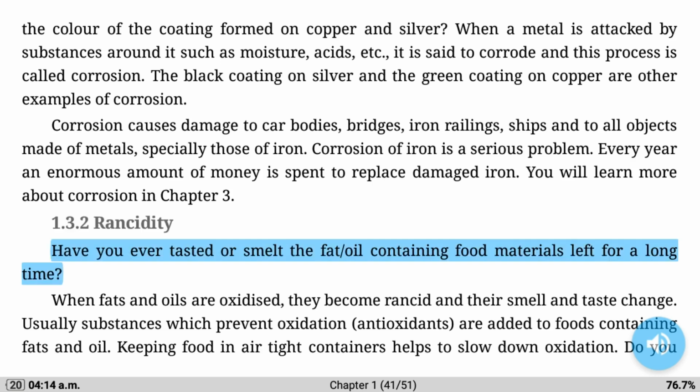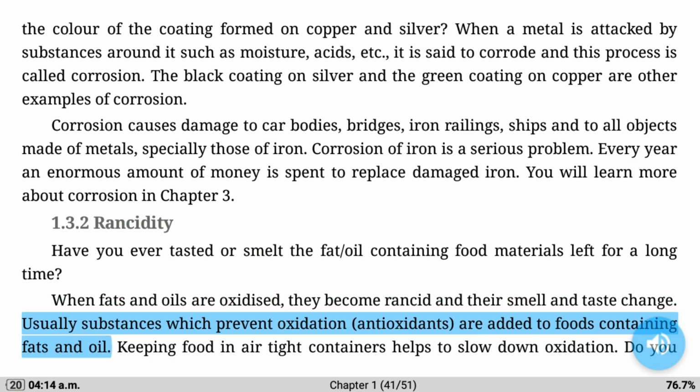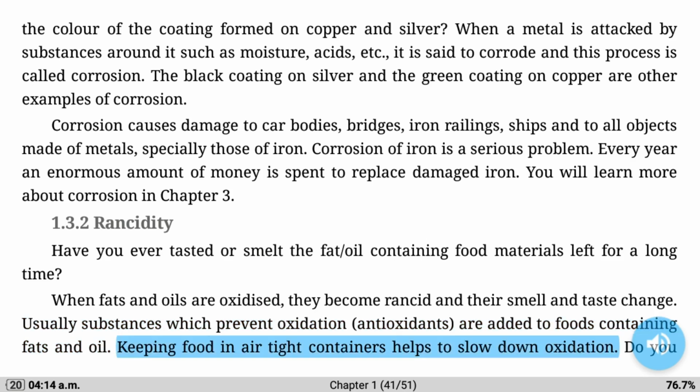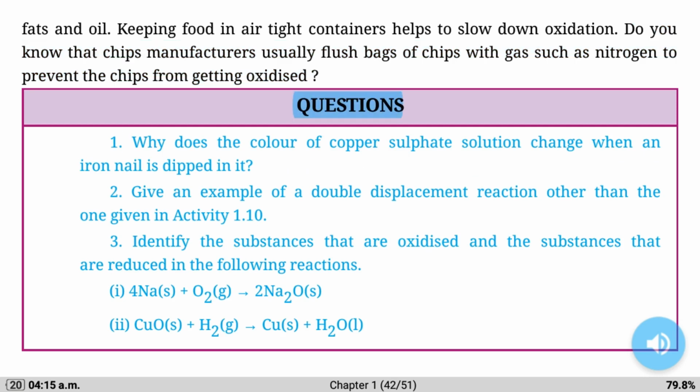1.3.2 Rancidity. Have you ever tasted or smelled fat or oil containing food materials left for a long time? When fats and oils are oxidized, they become rancid and their smell and taste change. Usually substances which prevent oxidation (antioxidants) are added to foods containing fats and oil. Keeping food in airtight containers helps to slow down oxidation. Do you know that chips manufacturers usually flush bags of chips with gas, such as nitrogen, to prevent the chips from getting oxidized?